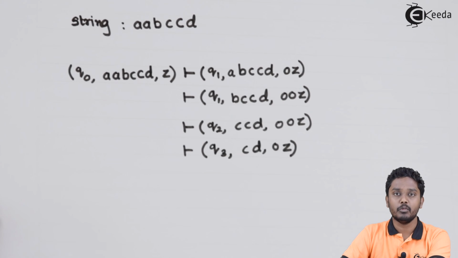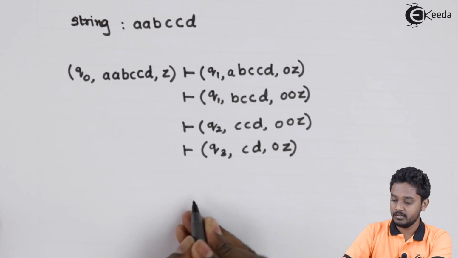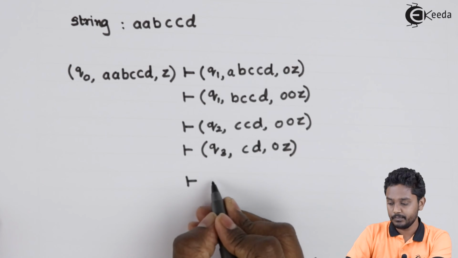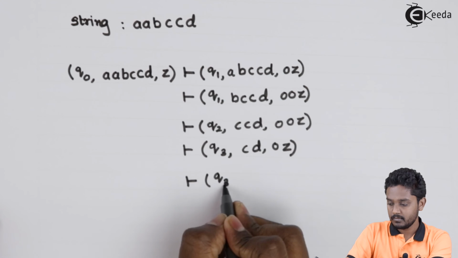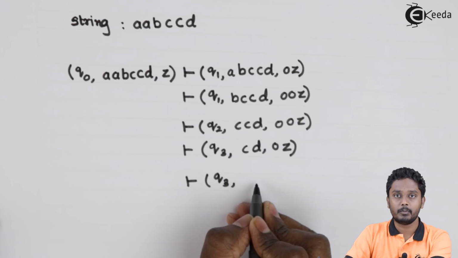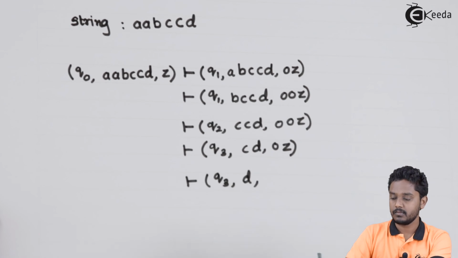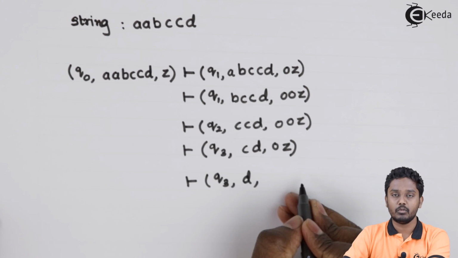Next, we will have one more C. Along with that C, we will pop off one more 0, which is there on the stack. The state would be Q3 only. The string left would be D, and the stack will contain only Z because of popping off the 0.